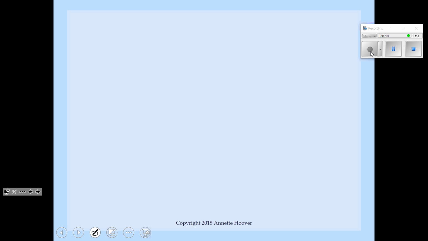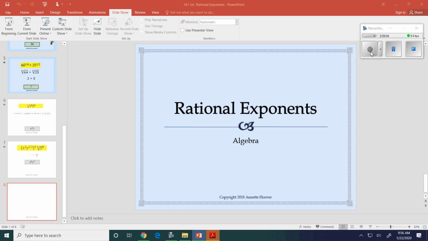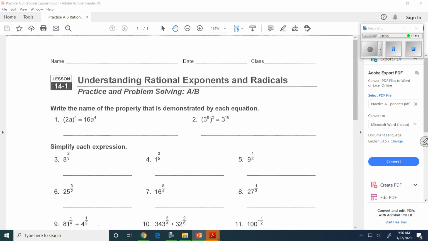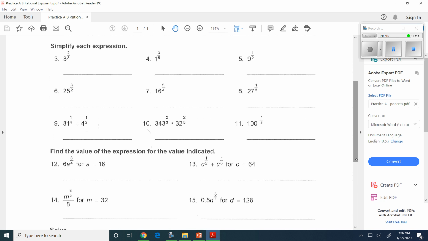I'm going to look at a couple more examples on the assignment that you have for today. Let's look down here, for example, at number 10. Here's a good place to start. It looks pretty scary because you've got a lot of big numbers.